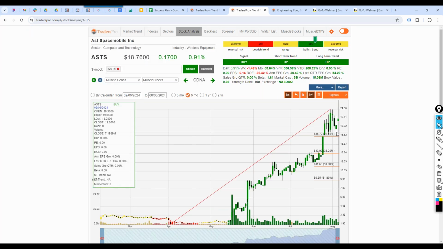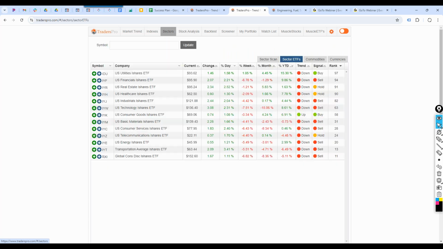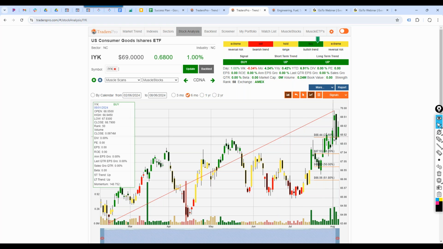ASTS holding up really nicely as well. That's Space Mobile. We're in that one up about 50% so far, and that held up pretty nicely during this counter trend. So we'll continue to hold on to that one. Let me just double check again. Sectors, we're watching these sectors to see. You've got utilities, you've got consumer goods that are still in that momentum zone.